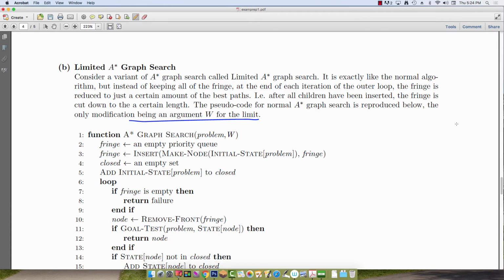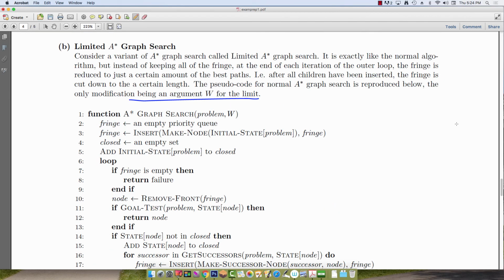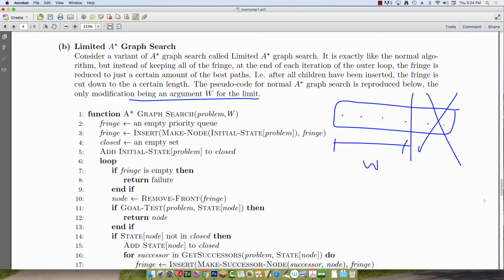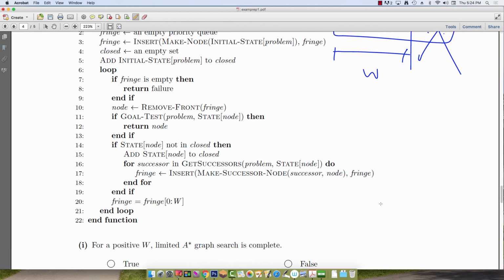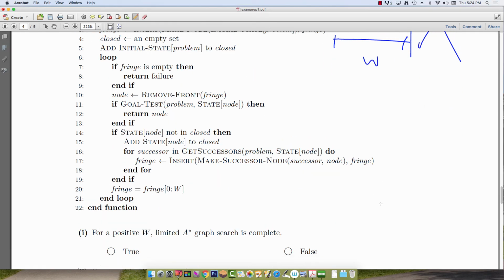So now let's go ahead and talk about a limited A-star graph search. Limited A-star graph search is the same as normal A-star graph search, except we have an argument W, and this W is basically limiting the size of our fringe. So if our fringe looks something like this, with a bunch of nodes inside, it can't exceed this size W, and if it ever does, we're just going to cut off everything after that. So the first question is, for a positive W, is limited A-star graph search complete?